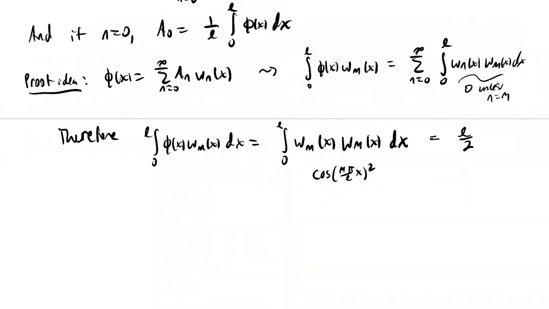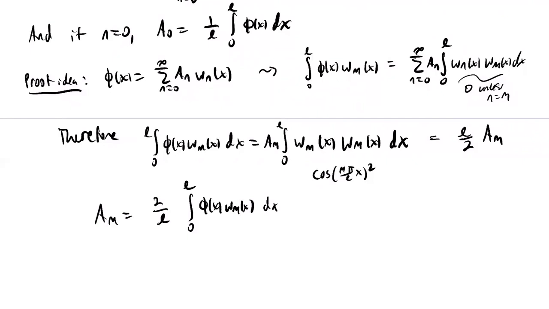Right, sorry. When I wrote this sum up here, there should have been an an here, right? And so then the only coefficient that remains is the coefficient am, right? And so therefore this tells me that am is two over L times the integral from zero to L of phi of x times Wm of x. Right, and so this is in the case where, if I integrate Wm squared, m is not equal to zero.